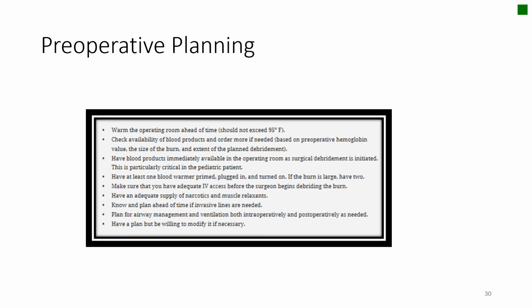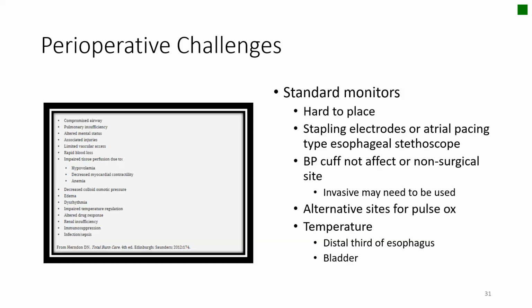If the burn is large, you may want to have two. Make sure you have adequate IV access before your surgeon begins. Have an adequate supply of narcotics and muscle relaxants. Again, know ahead of time and plan if you need to use invasive lines. Plan for airway management and ventilation both intra- and post-operatively. And have a plan, but be willing to modify as necessary.